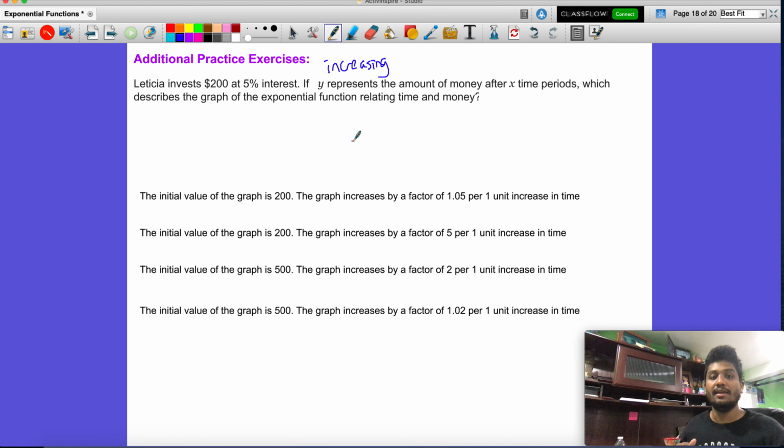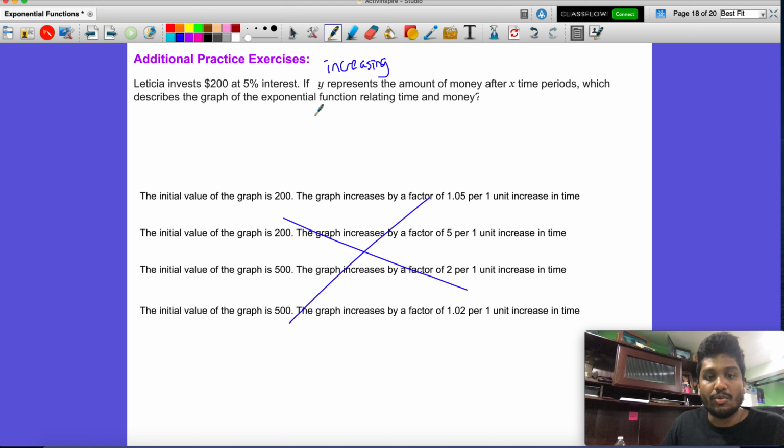So this is going to be an exponential growth, meaning that the B value, the number that's inside the parentheses, has to be greater than 1 or greater than 100%. So if y represents the amount of money after x time periods, which describes the graph of the exponential function relating time and money? All right, before we even do any of this stuff, don't just forget about all this. Let's just think about what it would be if we were to write our own equation.